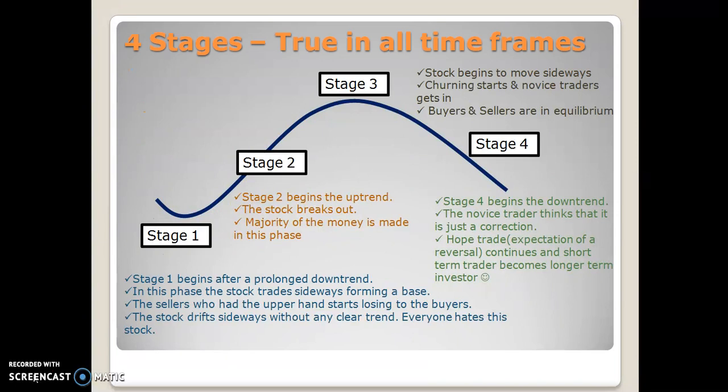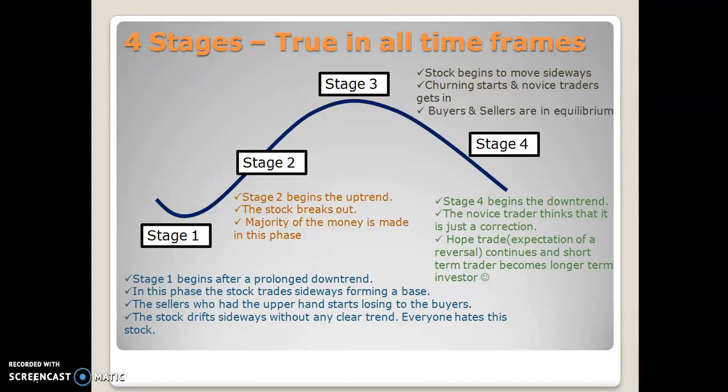Let's start. The diagram is a pictorial representation of stock price movement. It has got four distinct stages. We shall discuss each of these stages in detail in the next few minutes. What is important to understand is that these phases are true in all time frames, be it a monthly chart, weekly chart, daily chart or hourly chart. Price follows these patterns again and again.